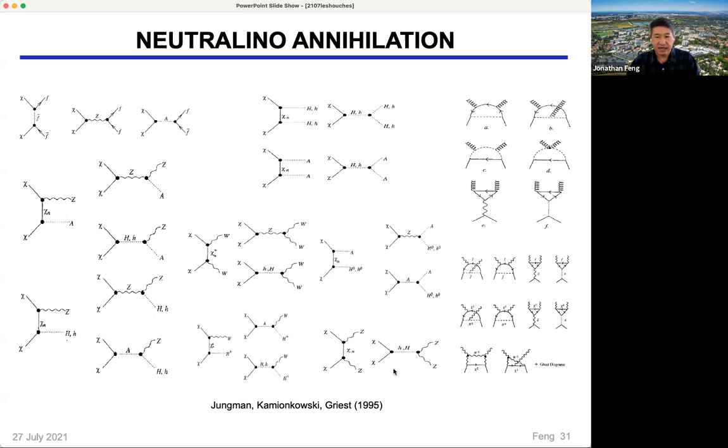So this is not meant to be something we're going to go through in detail. It's meant to just impress upon you that if you really want to do this properly, you have a lot of work to do. There are a lot of different diagrams, and they can all contribute, some more than others in various parts of parameter space. Thankfully, there are people who have written nice computer codes to do this for you quite generally. But of course, I don't want to think of this as a black box. I want to try to give you some feel for what happens.